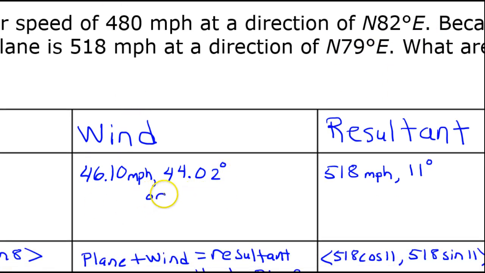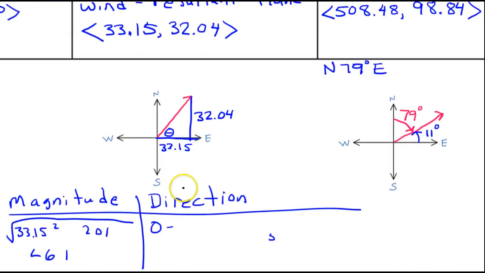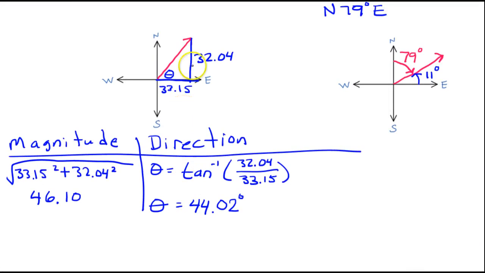So here comes the true answer. The magnitude is not going to change, so the wind speed is still 46.10 miles per hour. So I'm going to keep that, but I need to change this. Okay, so I could think of this direction as starting from the east, turn 44.02 degrees towards the north.